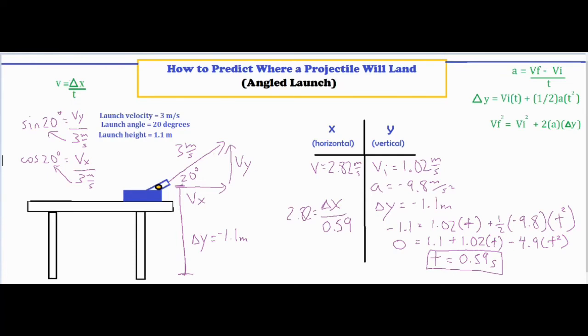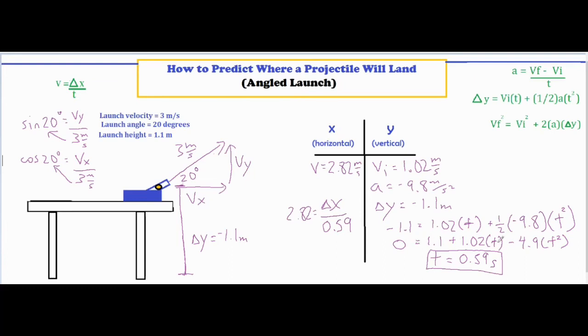All right, so I found my t, and it's definitely a little bit different than an angled launch where it lands at the same height at which it was launched. So I ended up having this setup right here, where I put in my delta y, my vi times t, plus 1/2 times a, negative 9.8, times t squared. And I set it all equal to 0.